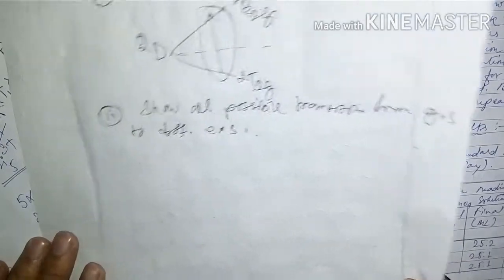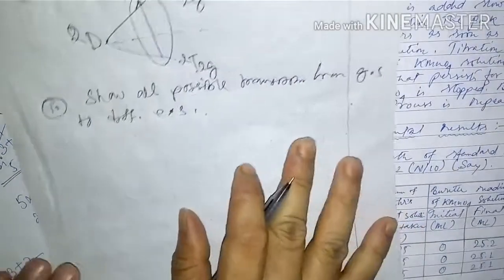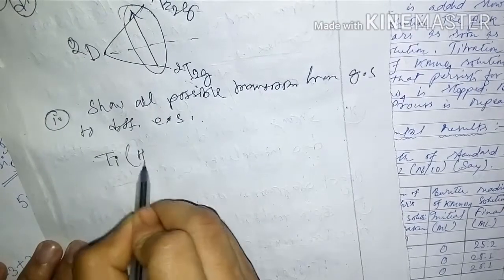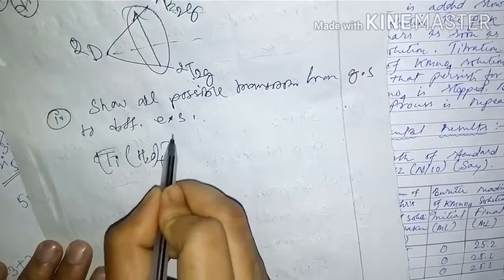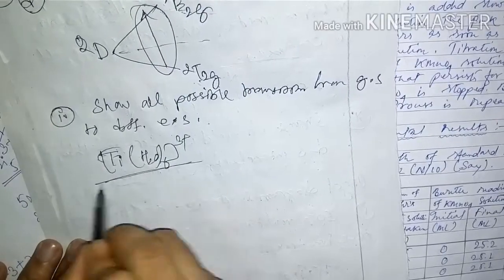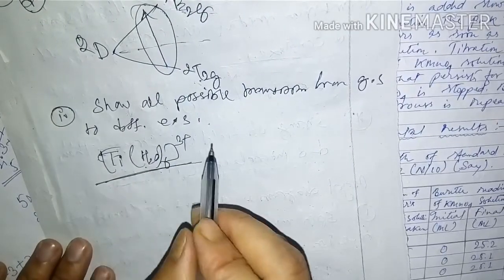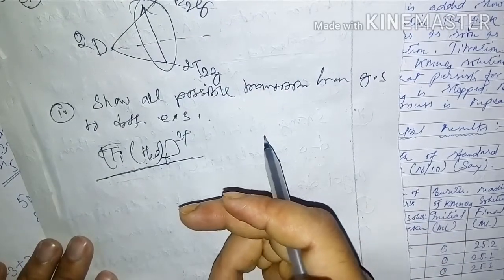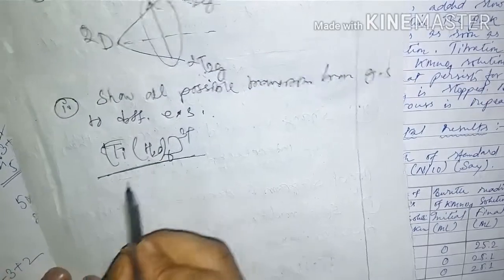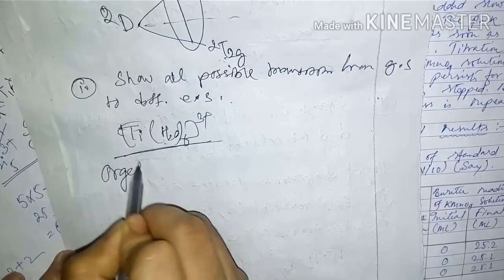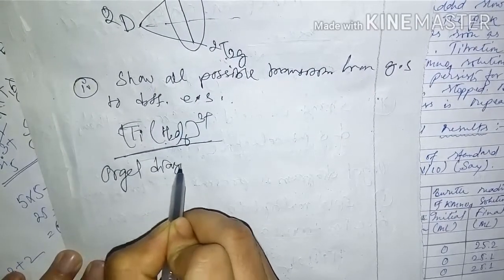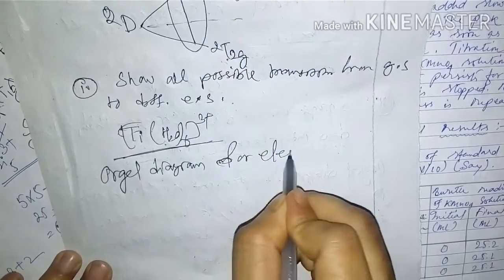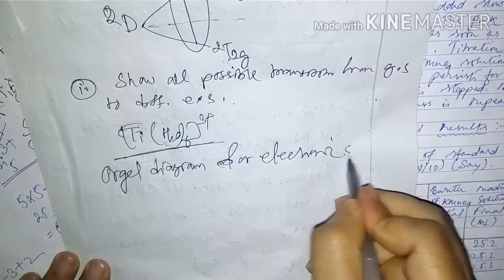Now suppose one complex is there, you can consider Ti(H2O)6 3+. For this complex, what is the Orgel diagram and electronic spectra? The Orgel diagram and electronic spectra.